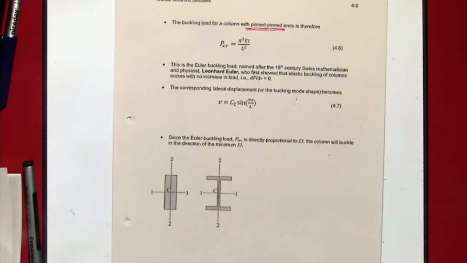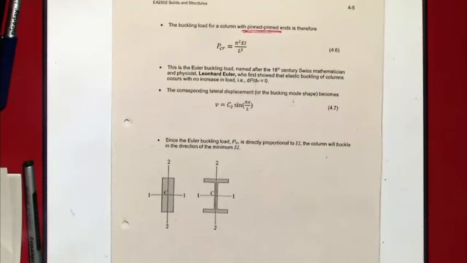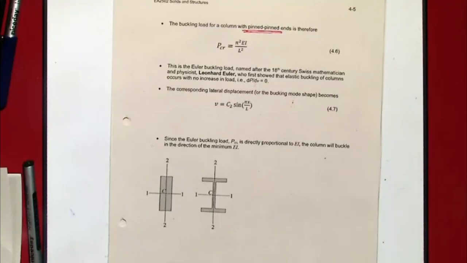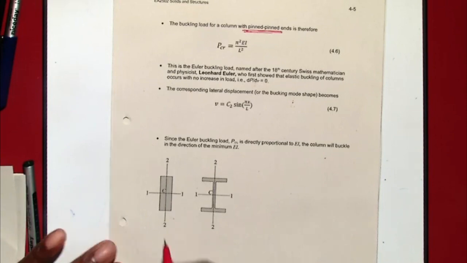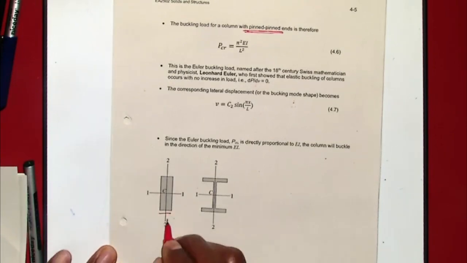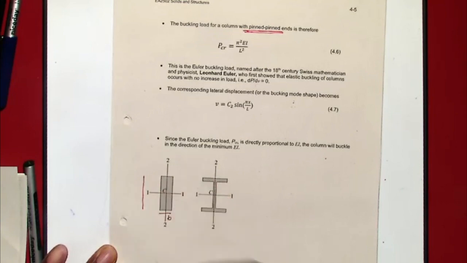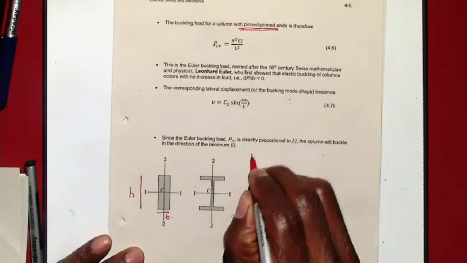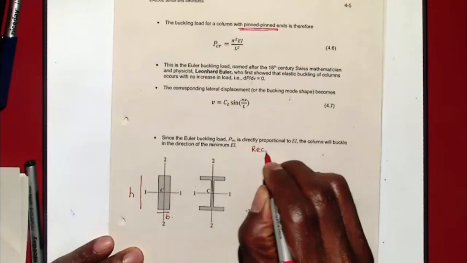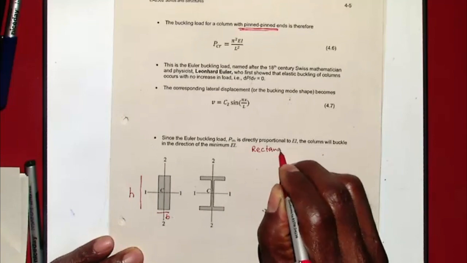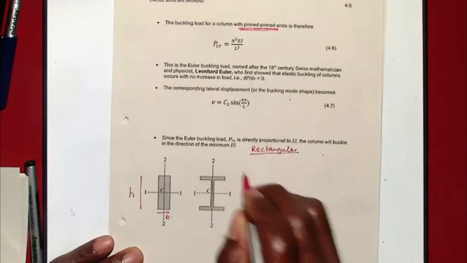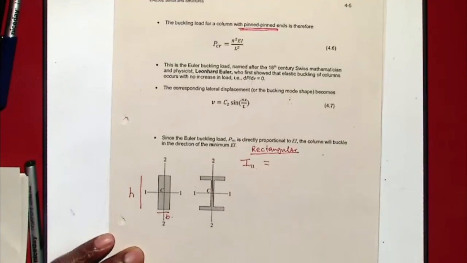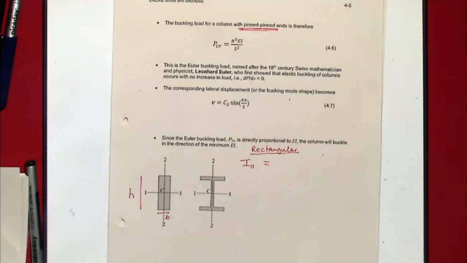So let's see whether you still remember how to find the second moment of area for that. Let's look at the first one. We want to find the second moment of area. Let me say that is B, and let's say that height there is H. For the first one, rectangular, what is I about 1-1, and what is I about 2-2? What is the I value if we are taking the second moment of area about the 1-1 axis? What should that be?